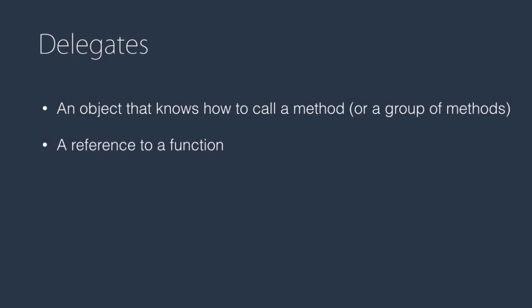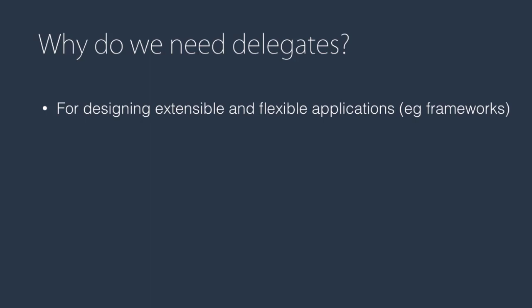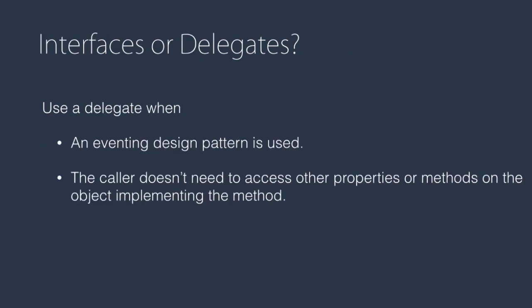So to recap, a delegate is a pointer to a function, or more accurately, it's an object that knows how to call a method or a group of methods. We use delegates to achieve flexibility and extensibility. Of course, we don't need this all the time, but if you're designing an application or a framework where extensibility or flexibility is a concern, we can use delegates for that. Alternatively, we can use interfaces. How do we decide whether we need to use an interface or a delegate to achieve flexibility? Well, part of that is personal preference, and different developers have different tastes.